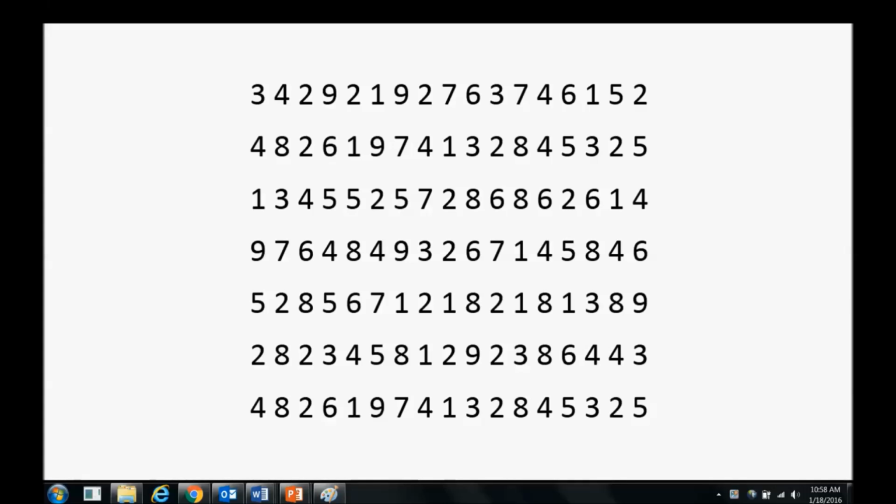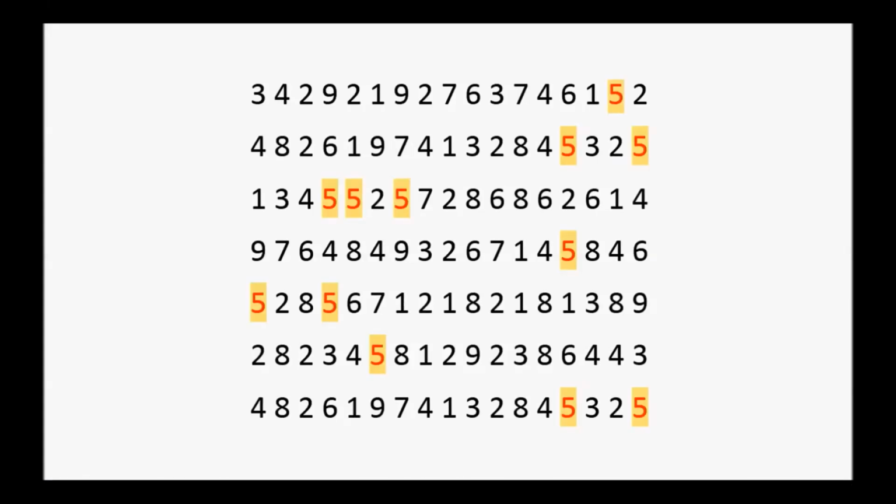Now let's try it a different way. Count the number of 5s now. So very quickly, we can see that there are 12 5s. The second presentation of information capitalized on human cognition.